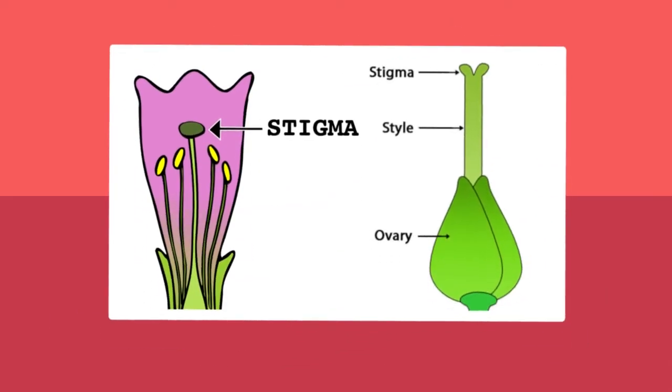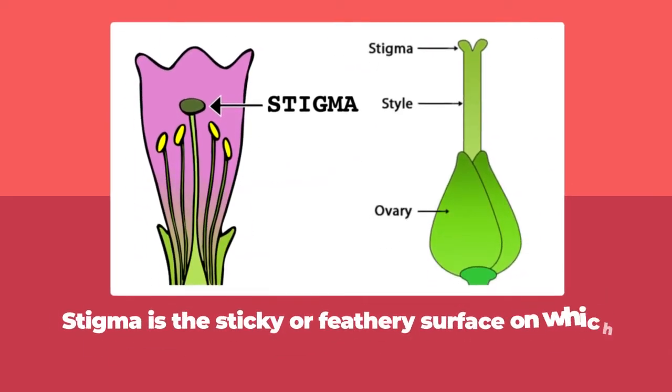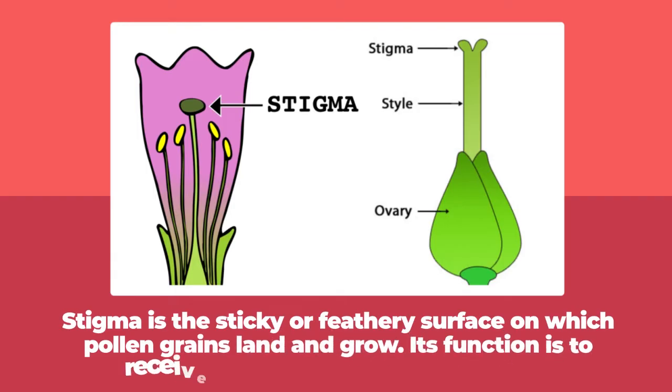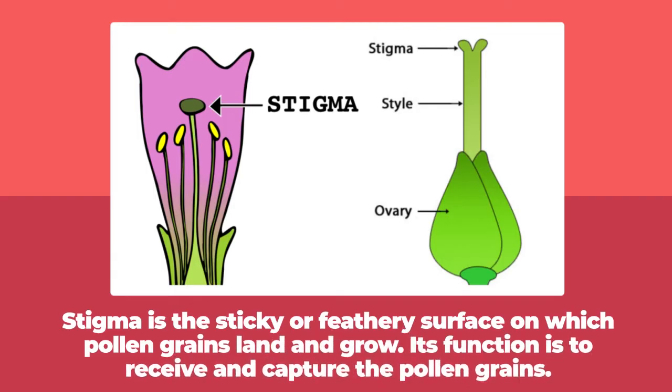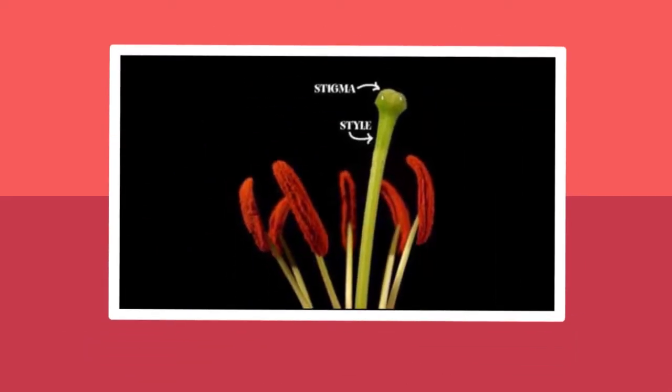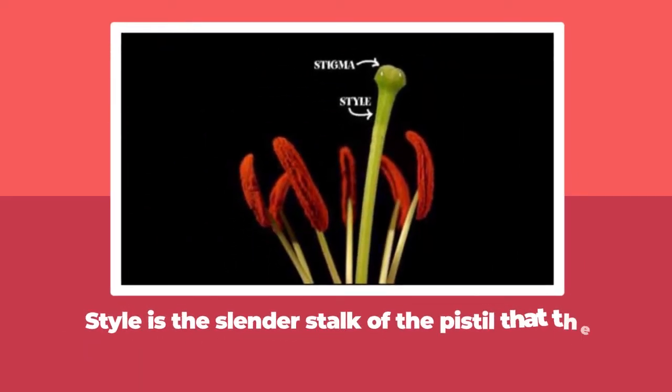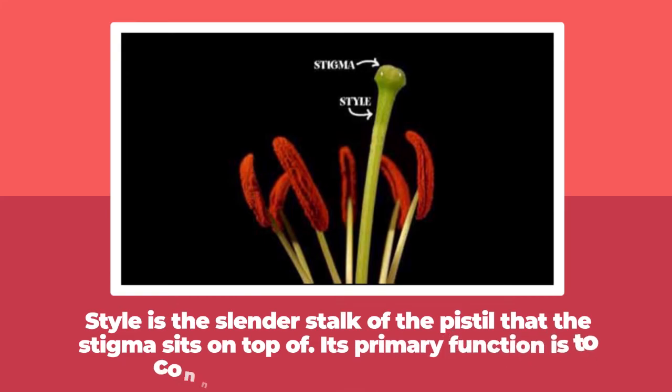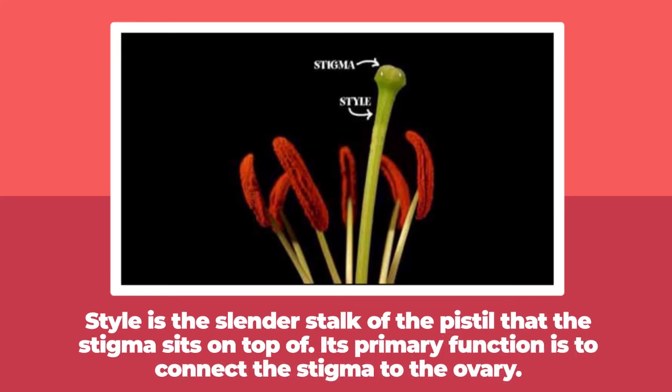Stigma is the sticky or feathery surface on which pollen grains land and grow. Its function is to receive and capture the pollen grains. Next is the style. It is the slender stalk of the pistil that the stigma sits on top of. Its primary function is to connect the stigma to the ovary.